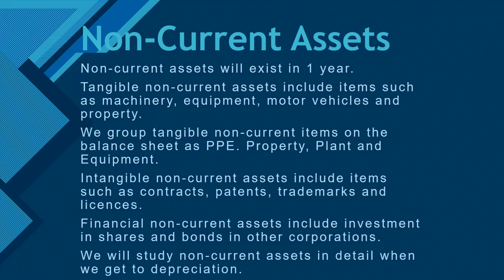We're going to go into a lot of detail on non-current assets when we get to depreciation and amortization. It's a future topic. We will get there. Just for the moment, be aware of what PPE is. For the moment we're going to focus on PPE: machinery, equipment, motor vehicles, property, computers, any of these long-term assets that have a physical existence.